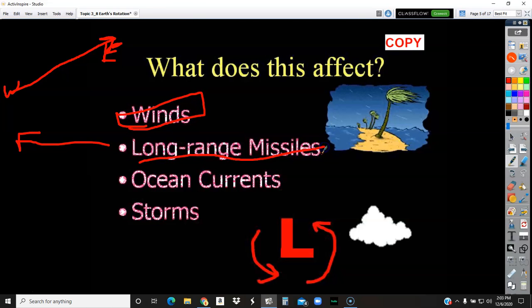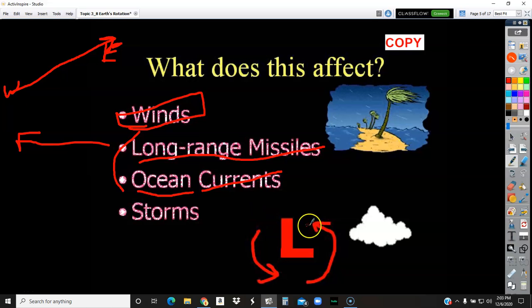Long-range missiles, so missiles that might take an hour, 2 hours, 3 hours to reach their destination. They have to take Coriolis into effect. Ocean currents, which are affected by the winds. I'll show you a map in a minute. And storms, as the guy was talking about in that YouTube clip.